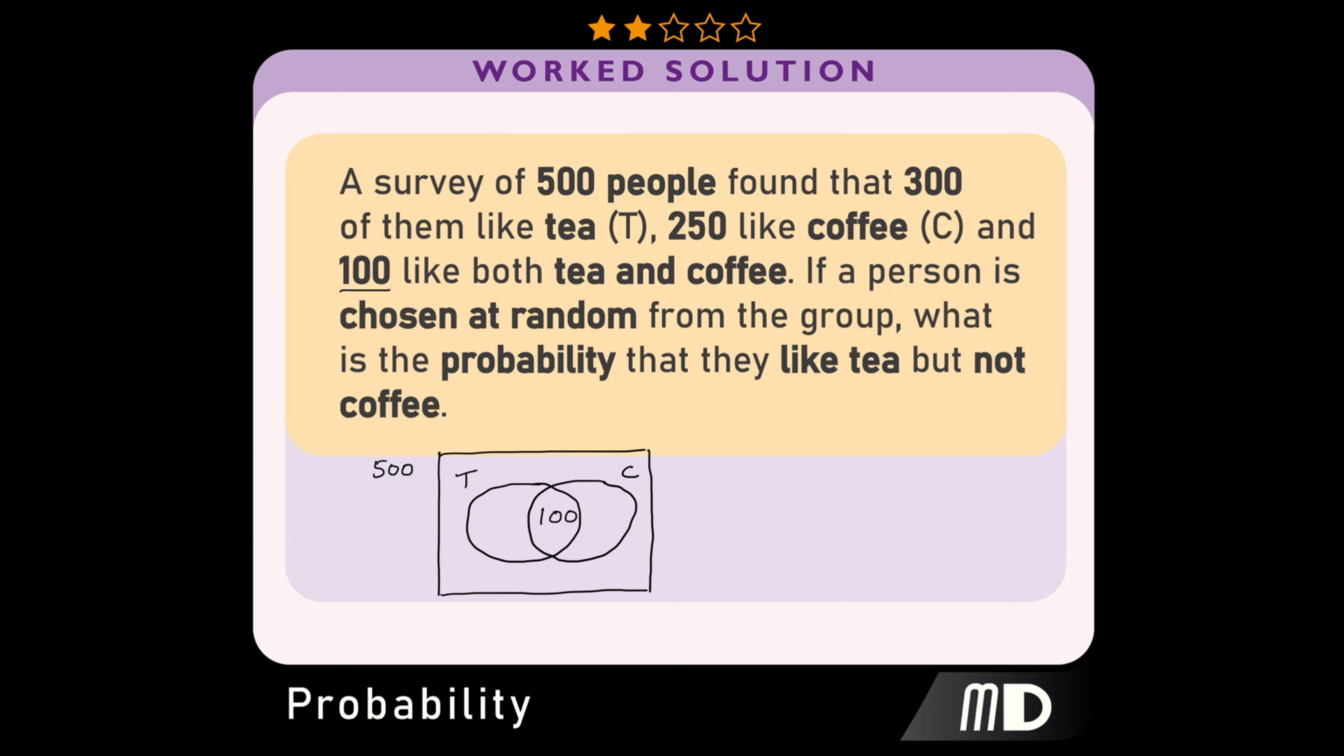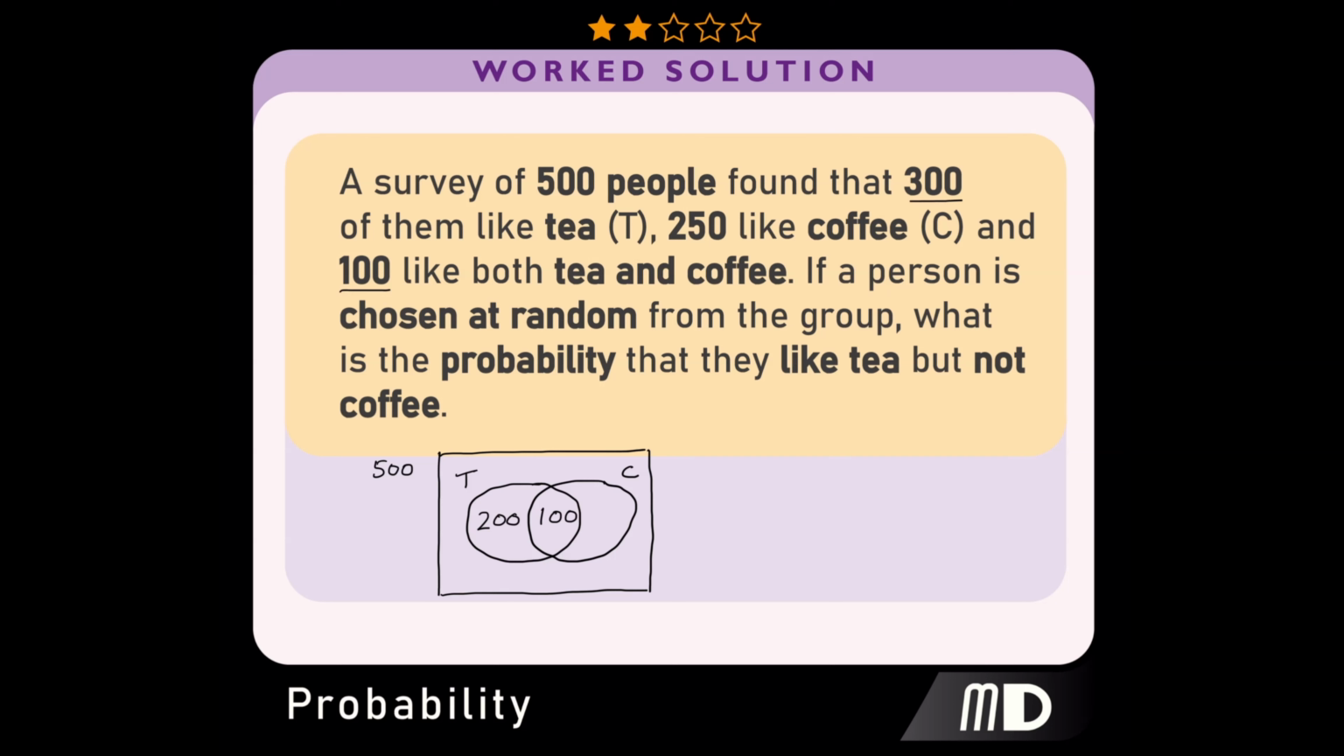The left-sided part of the diagram represents the people who only like tea. In the question, we're told there are 300 people who like tea. Given that 100 of this group are already included in the center, and 300 minus 100 equals 200, we write 200 on the left side in the section which represents those who like only tea.